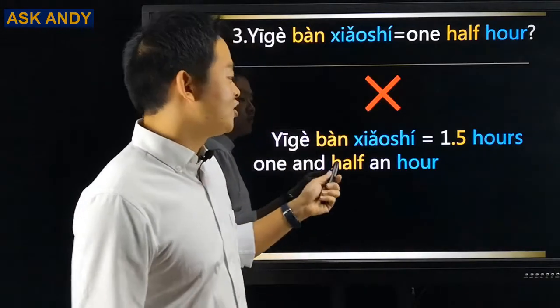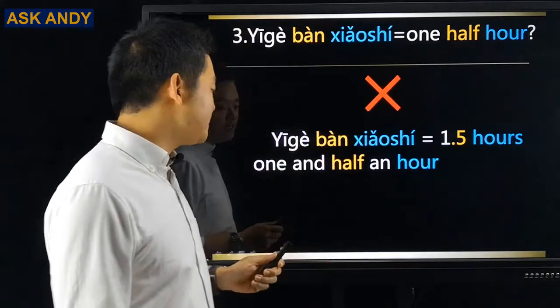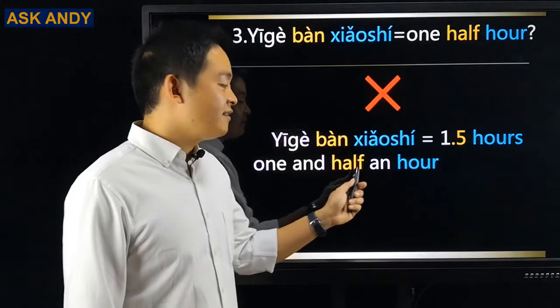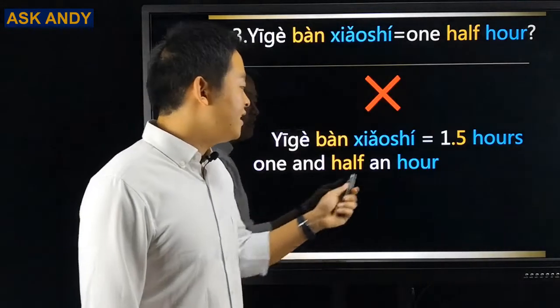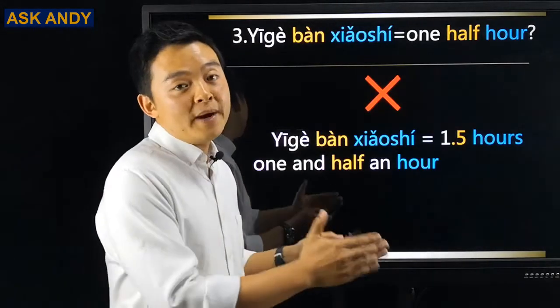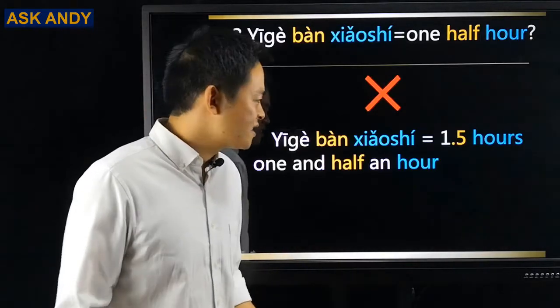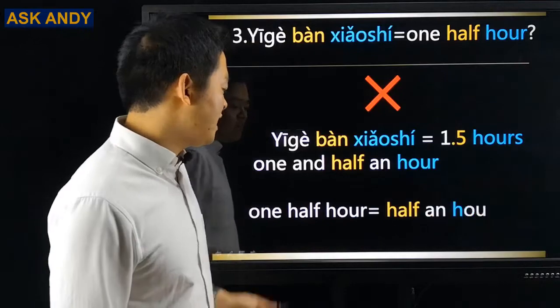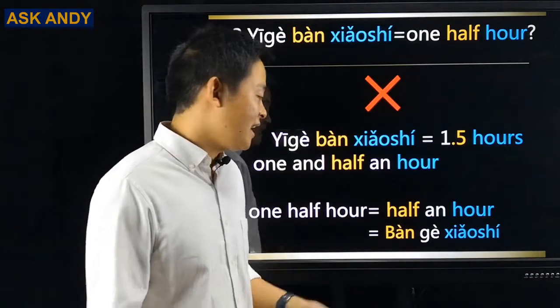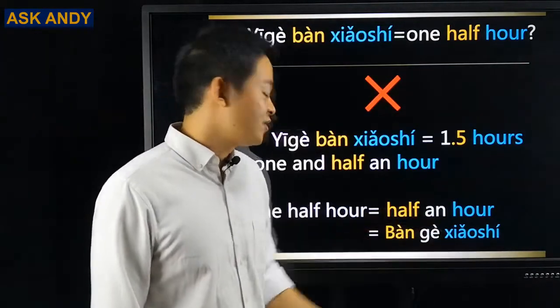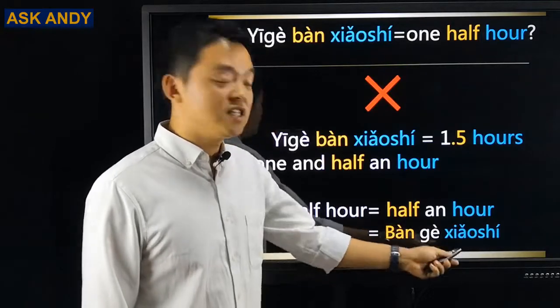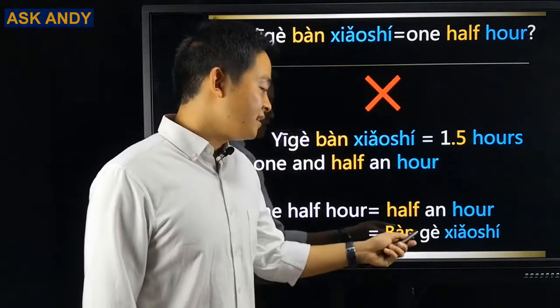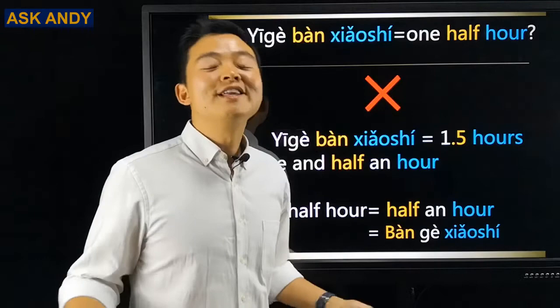So 1个半小时, actually it is 1.5 hours. That is 1个半小时. You may ask, what about 1/2 hour? For 1/2 hour, we'd better say it as half an hour. That would be 半个小时. So that's all for today.